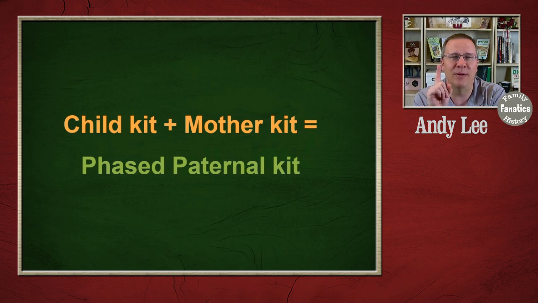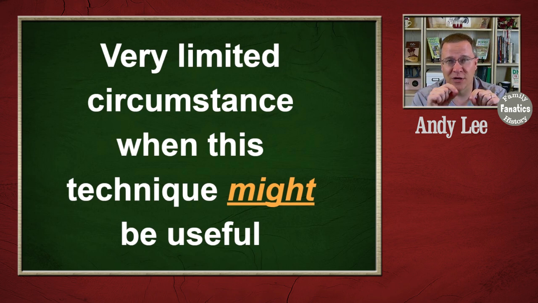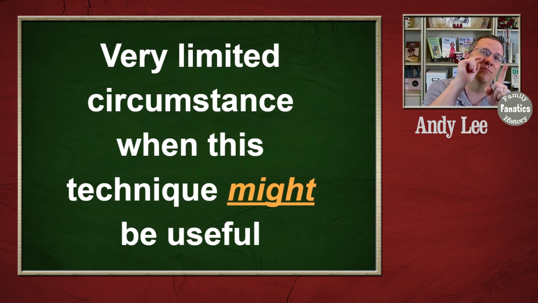If you only have one parent's kit, well, then that can create a phased paternal kit, which you would use to be looking at the father's side. That is the specific instance that we're talking about here. So before you start getting in and thinking, oh, well, yeah, I can do this, remember, this is a very limited circumstance when you might be able to use this technique of phased small segments. It's when you have one parent, but not the other parent of a child, that you can look at the matches, or really the small segments, on that other parent.